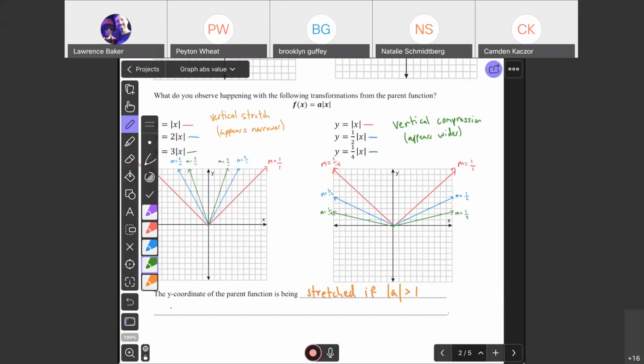Or it's being compressed if the absolute value of a is between 0 and 1. Those fractions, 1/2 and 1/4, are between 0 and 1. So numbers smaller than 1 give us compressions. Numbers bigger than 1 give us stretches. Again, we've talked about all this before, and it shouldn't be new. We're just seeing it again, trying to really formalize it for you guys.